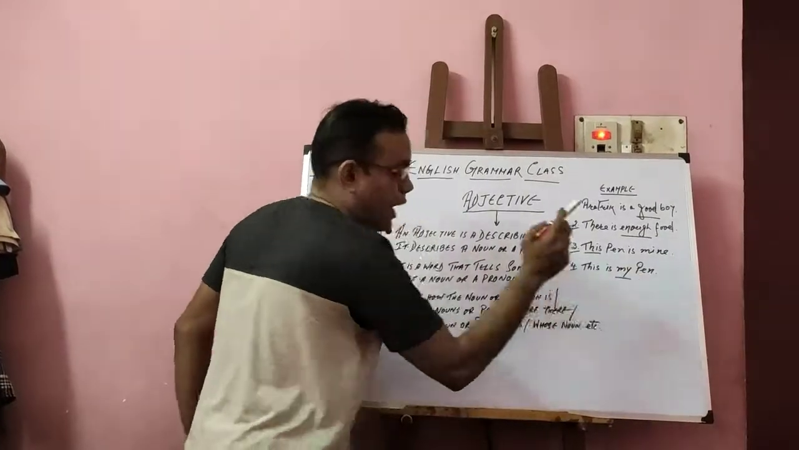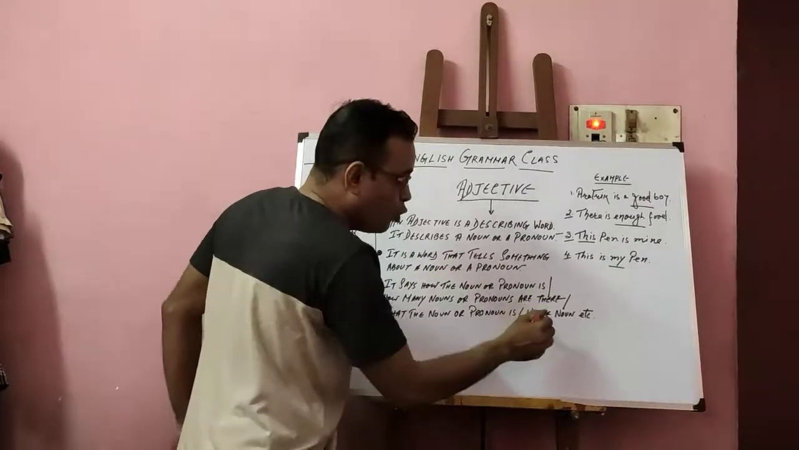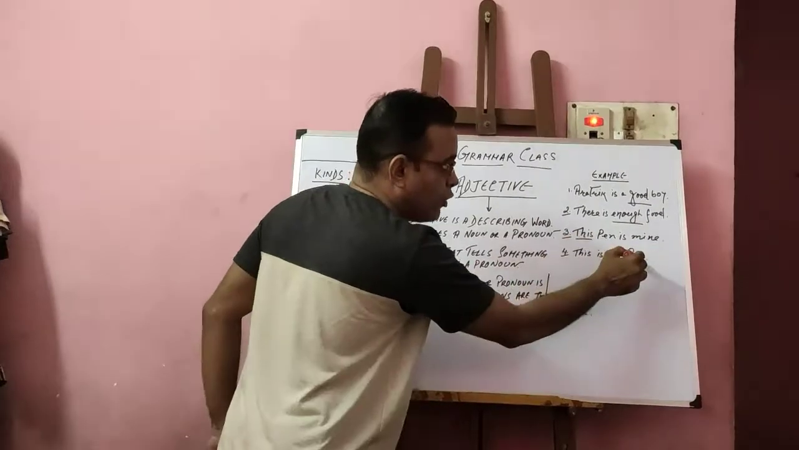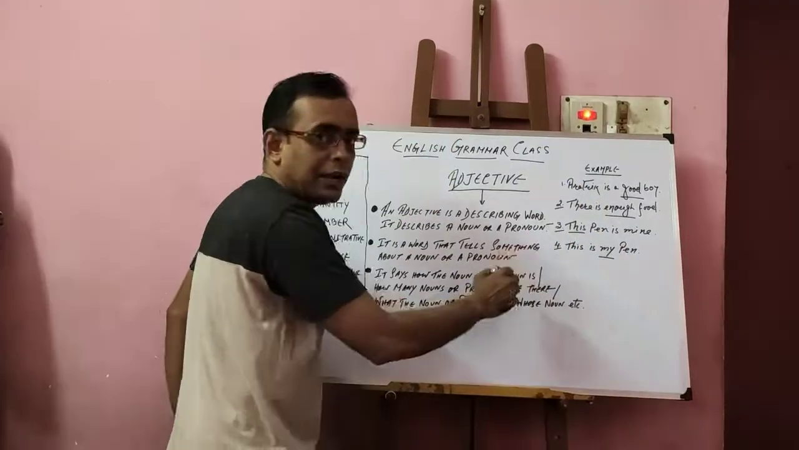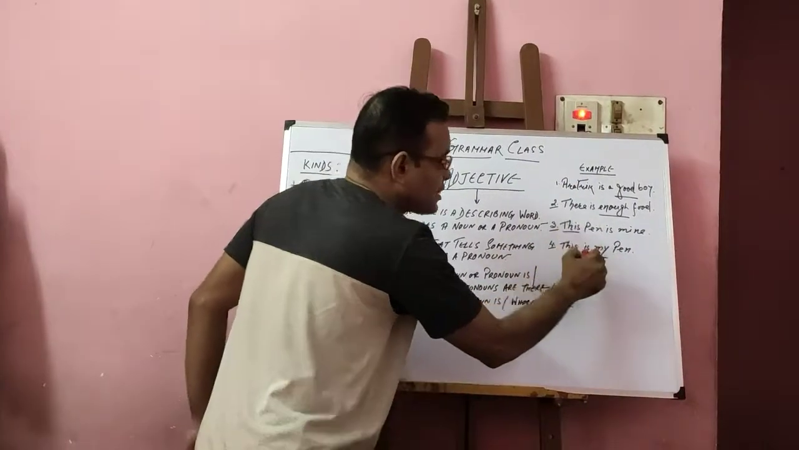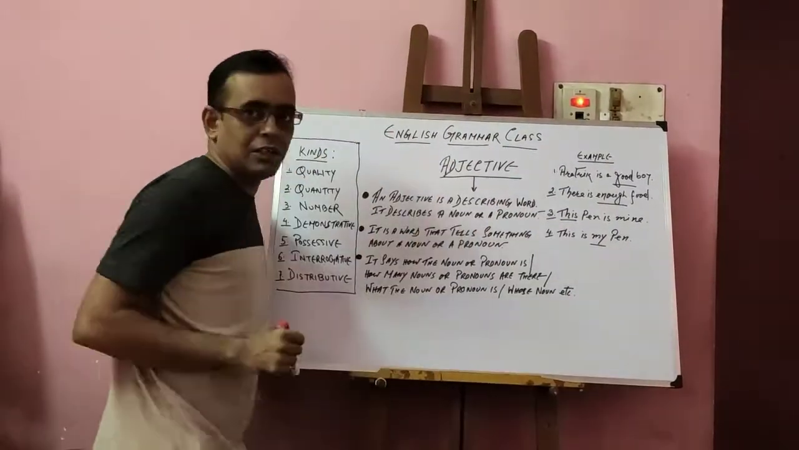This is my pen. So this is whose pen? Whose noun? The noun is pen. So whose pen? Answer is my pen. So the word my describes the noun pen. So that my is adjective.